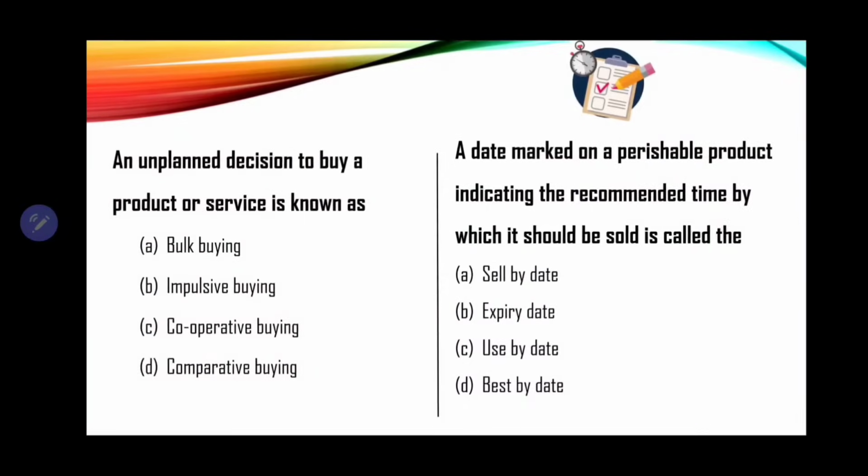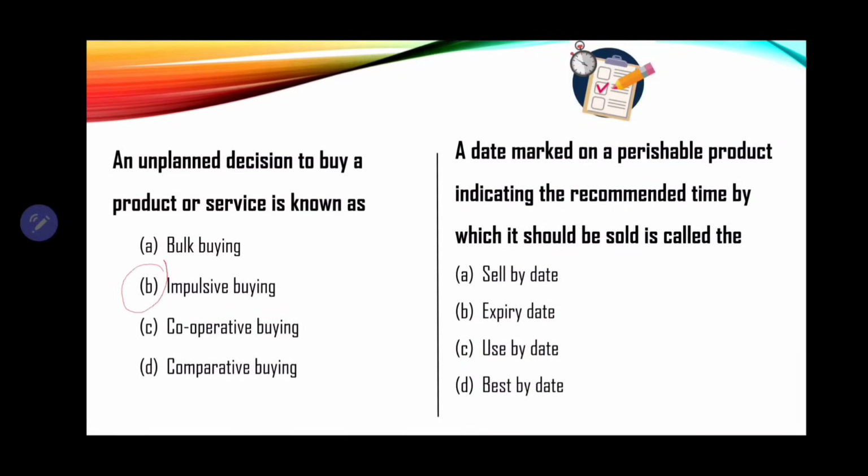Next question. An unplanned decision to buy a product or service is known as A, bulk buying, B, impulsive buying, C, cooperative buying, and D, comparative buying, right? Now, how many persons have gone out to the supermarket with a shopping list and then derailed from that list and started buying other stuff that you didn't plan to buy? Good? So that is what? The answer here is impulsive buying.